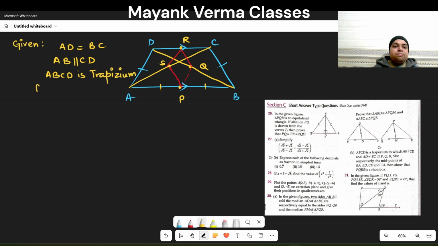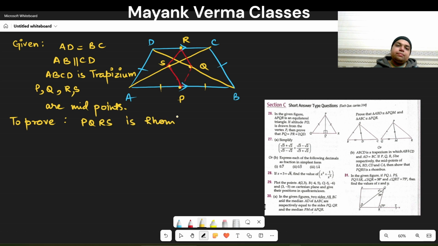And this P, Q, R, S are midpoints. So what we need to prove? We need to prove that PQRS is a rhombus. This we need to prove. So let's see the solution.